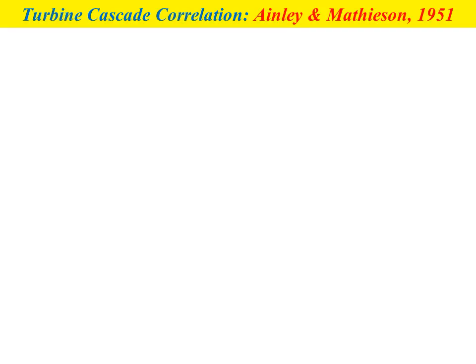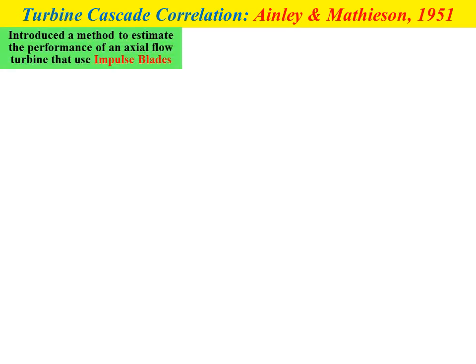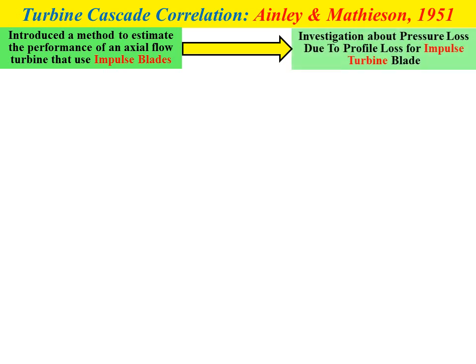Okay, in this slide we explain the turbine cascade correlation obtained by Ainley and Mathieson in 1951. Ainley and Mathieson introduced a method to investigate the performance of an axial flow turbine that uses impulse blades. They investigated pressure loss due to profile loss for impulse turbine blades.